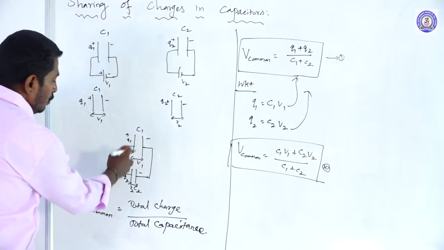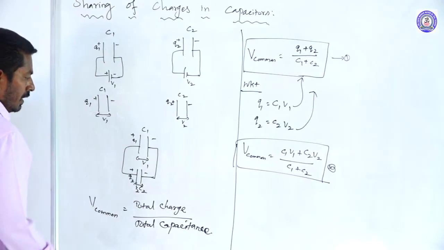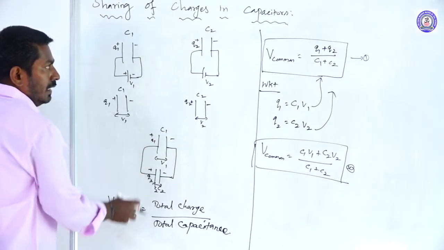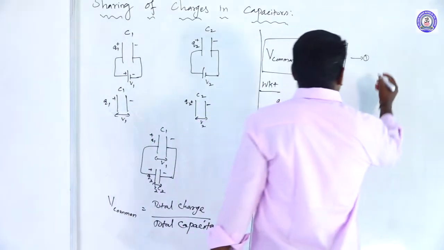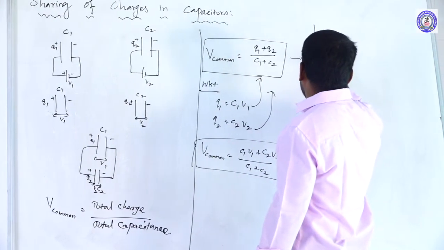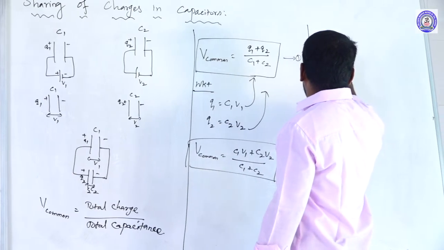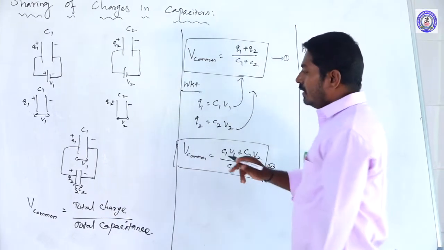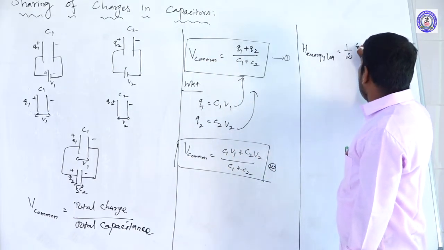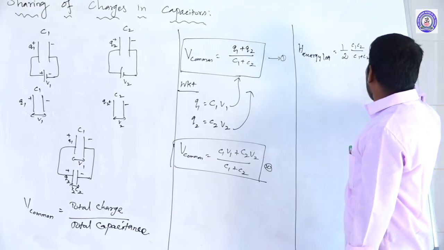During the distribution of charges through the conducting wire until the potential becomes equal, a certain amount of energy is dissipated in the form of heat in the conducting wire. How much heat is dissipated in the conducting wire? That heat lost or energy lost, H, due to distribution of charges, is equal to half of C1C2 divided by C1 plus C2 into (V1 minus V2) whole square.